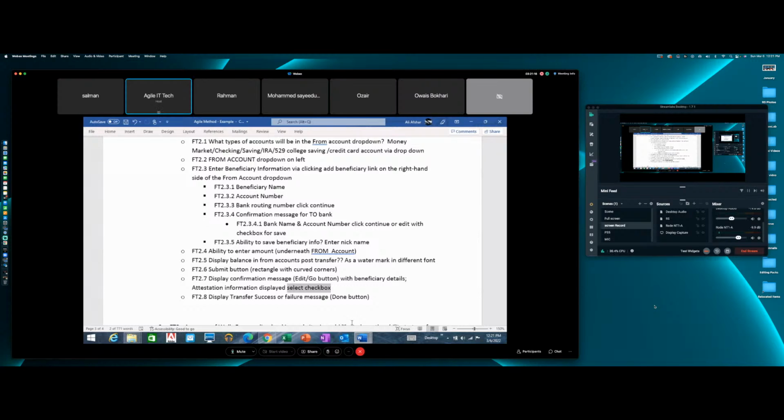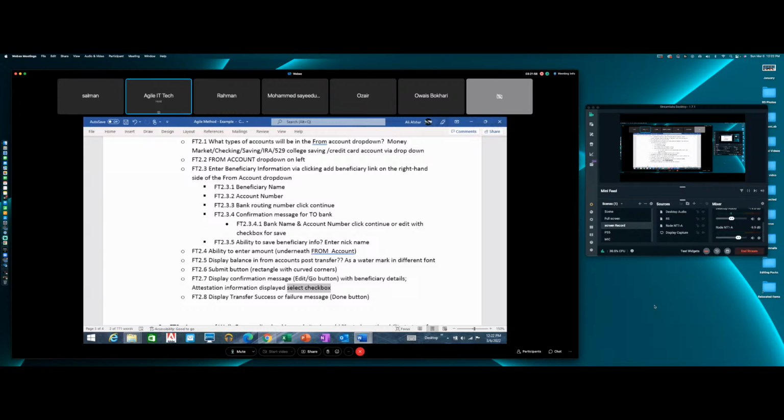So let me ask you this. If I don't select this checkbox, should my go button be enabled? No, right? You would think that, because there are 2 ways to handle that. If I don't select the attestation and the go button is enabled, if I click it, what should I display? An error message or a warning message: please select the checkbox, right? But if I disable the go button and only enable it after you select the checkbox, do I need the error message?